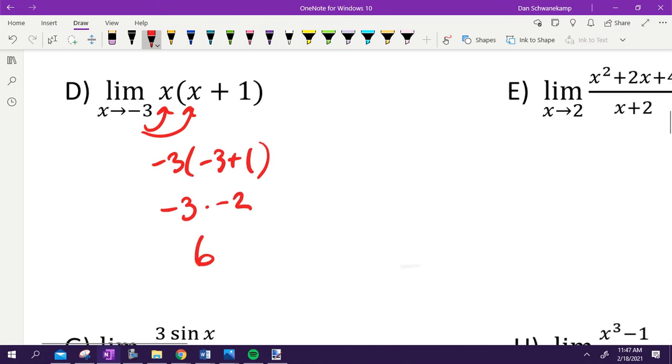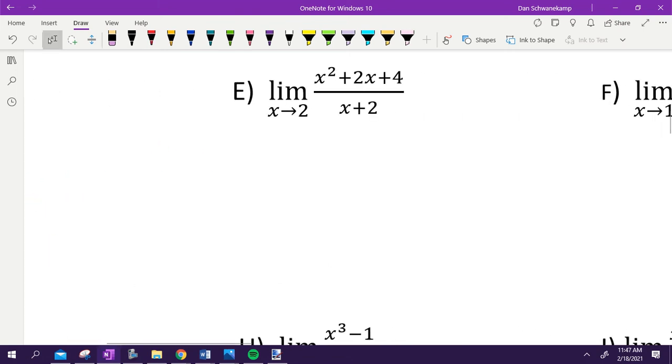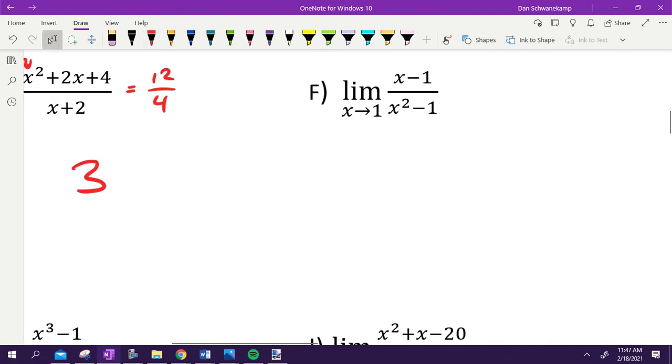Good. Letter E. Show me with your fingers. What did you get on E? You just get 3. We take 2 and plug it in on top. You get 12. You take 2 and plug it in on bottom. You get 4. 12 divided by 4. That's 3. Show me on F. What did you get on F?